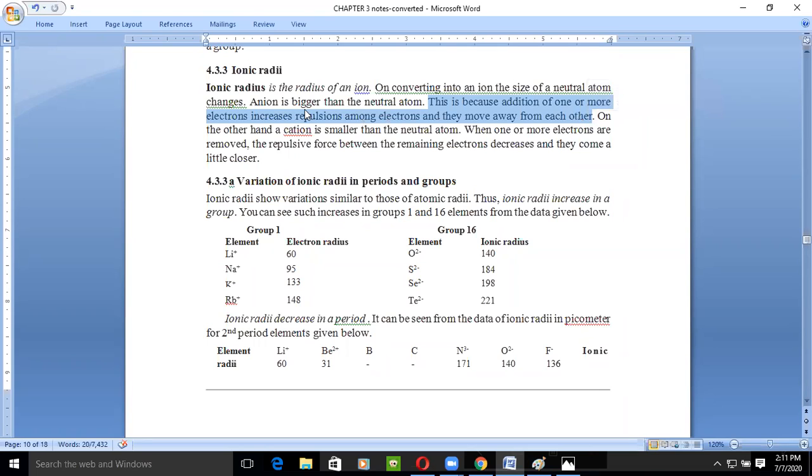So what will happen in the case of anion? The size of the anion is bigger. It is larger as compared to the neutral atom, right? This happens because the addition of one or more electrons increases the repulsion force. When an electron is added to its shell, it moves the electrons away from each other, and the force which exists between the outermost shell and the nucleus will also be affected.